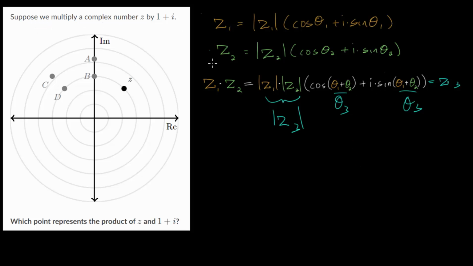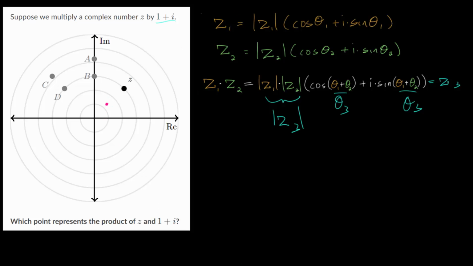For this example problem, we have a complex number z right here, and we're going to multiply it by the complex number 1 plus i. So let's start by plotting this point. We go over 1 and then up 1 in the imaginary direction. So we have this number right here.